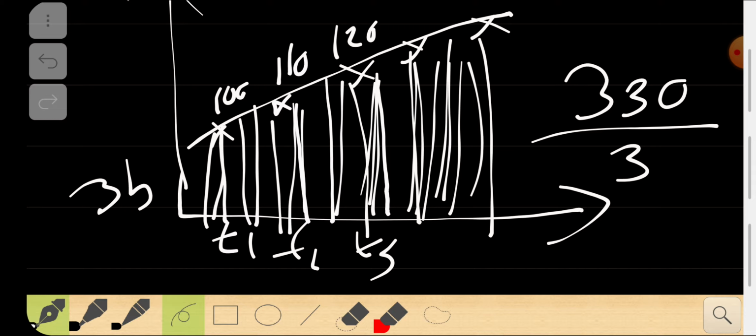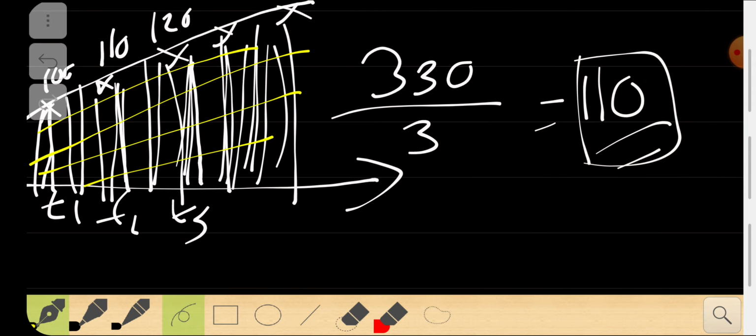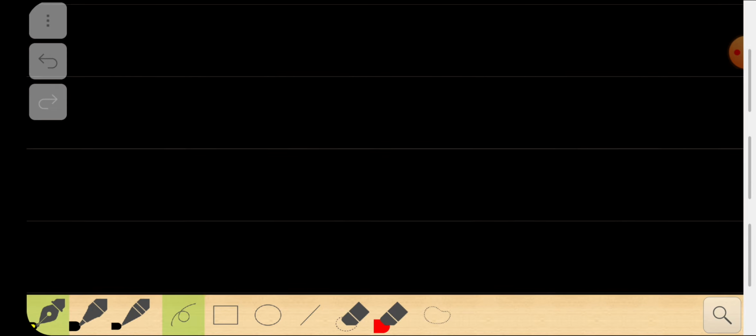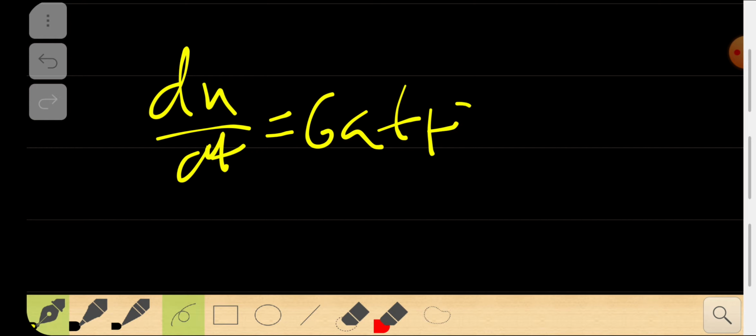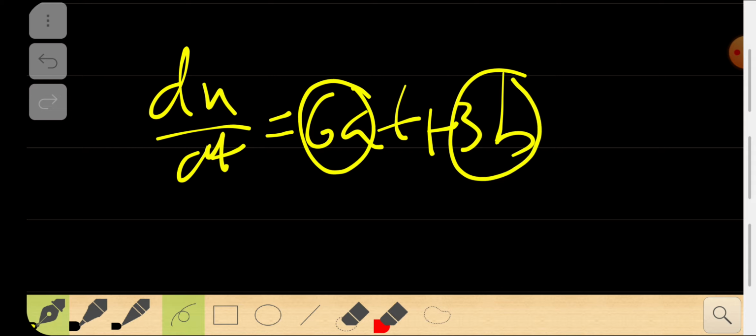Your motion, the total displacement, can be calculated by calculating the area under this curve. So that's as simple as that. Now, we have found out that dx by dt for that curve is 6at plus 3b, with 6a being the slope and 3b being the starting point.